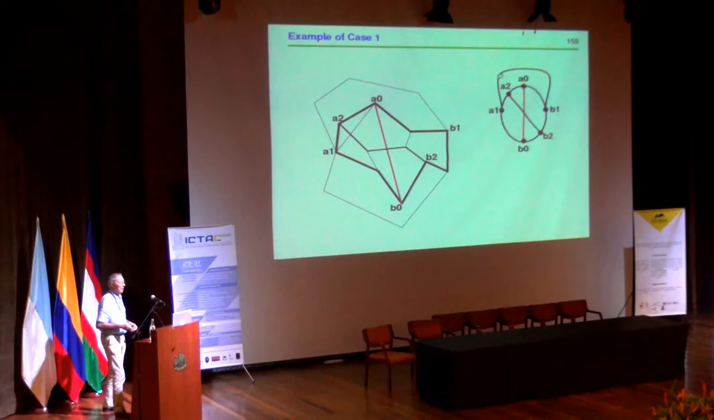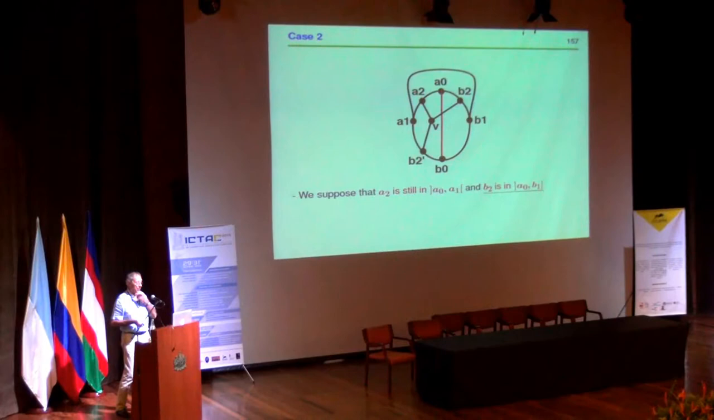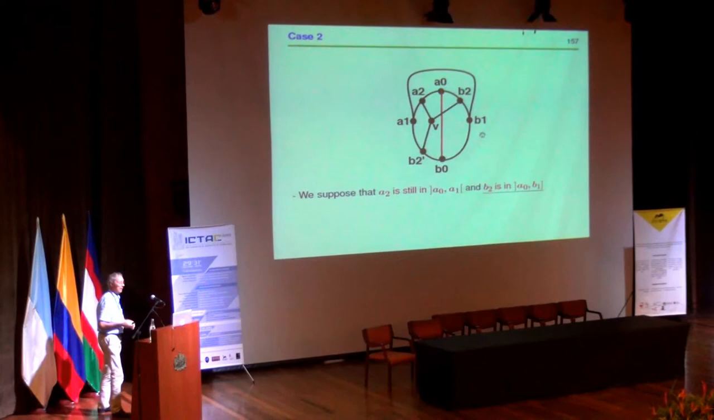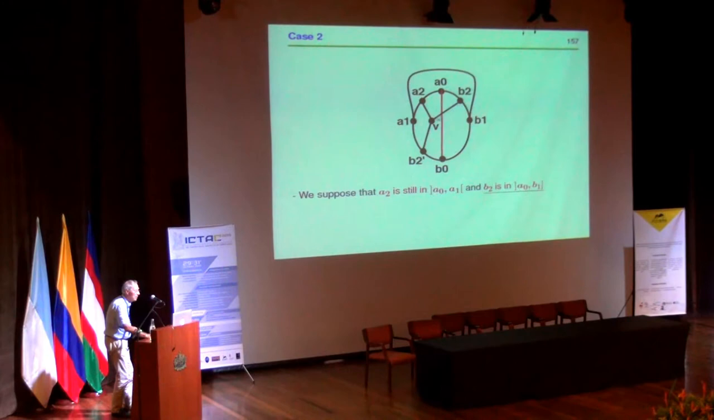Case two is this one. We suppose that A2 is still there, but B2 could be in A0, B1, excluding B0 until B1. And we have inside a vertex V and B2 prime. Of course, this is a special case of case one, so we can eliminate it.